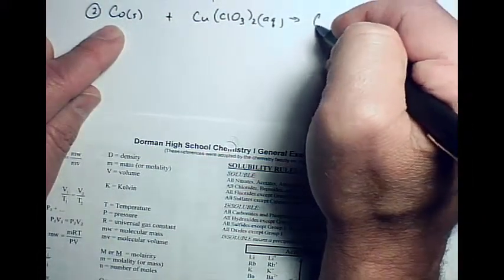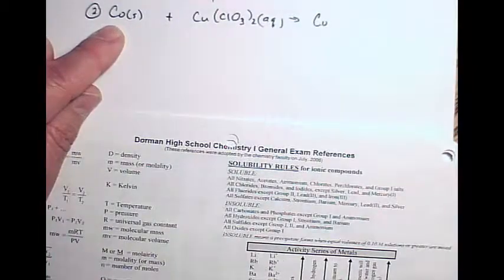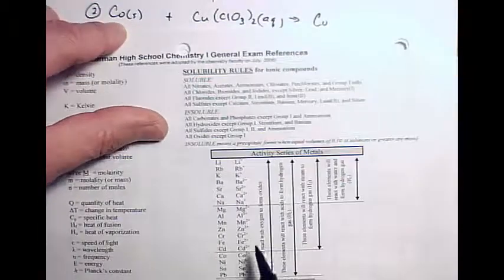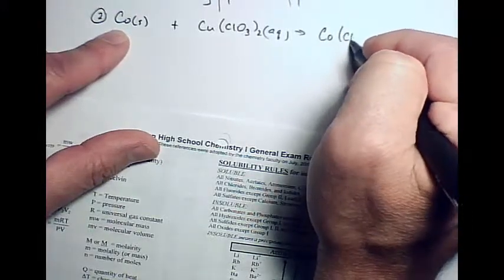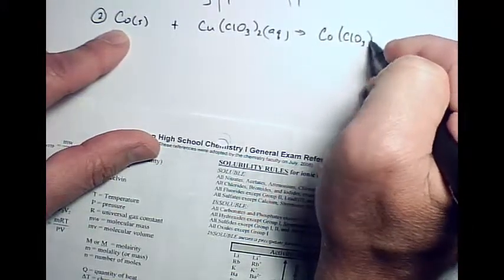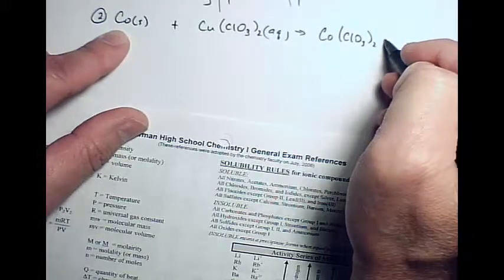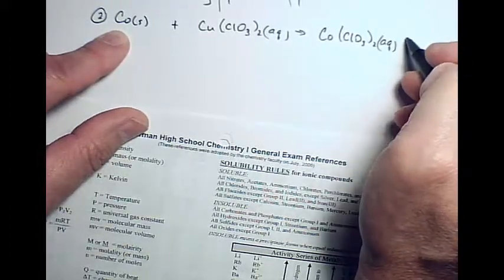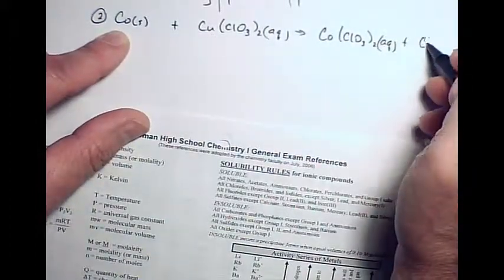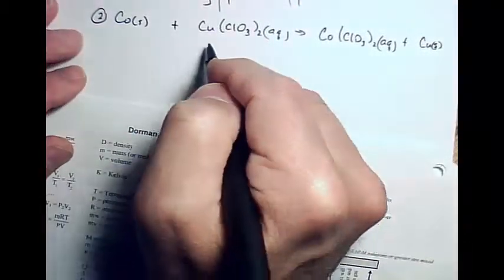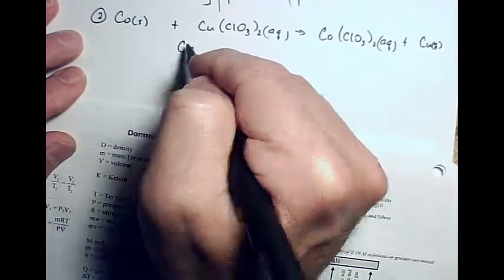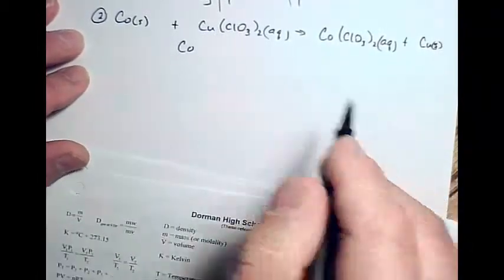So now cobalt is going to join up with chlorate. Cobalt's going to form a 2 plus charge. Okay. Chlorate has a 1 negative charge. So I need 2 chlorates. And then you wouldn't know this, but this is also aqueous. And that means that copper is going to be by itself. It's a metal, so it's going to be a solid. Okay? Balance the equation.